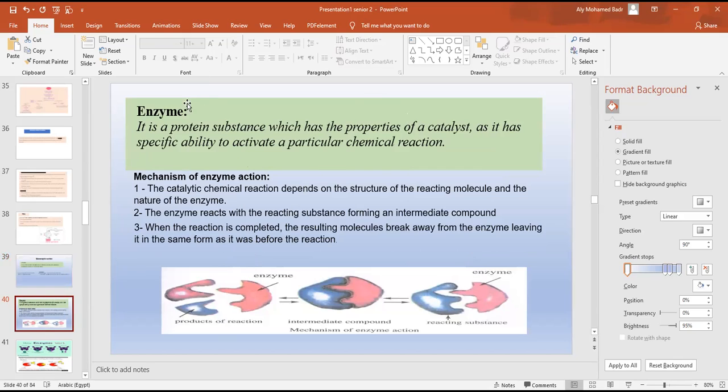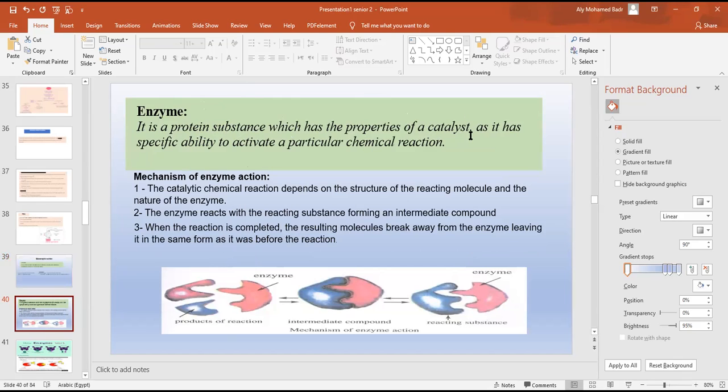In this part we are going to talk about enzymes. What are enzymes? Enzymes are protein substances. They are protein in nature, formed of protein, where the protein is formed of amino acids holding together with peptide chains. These enzymes, being protein substances, have the properties of a catalyst.